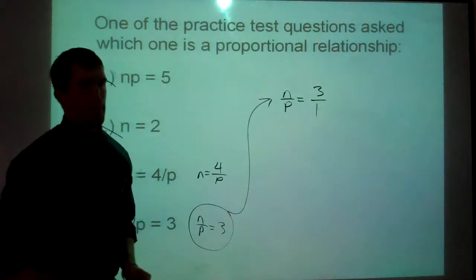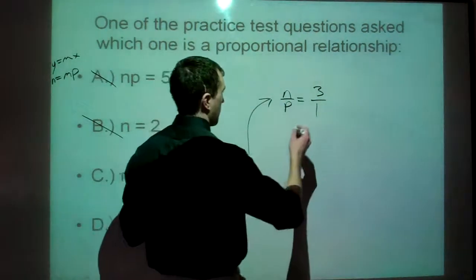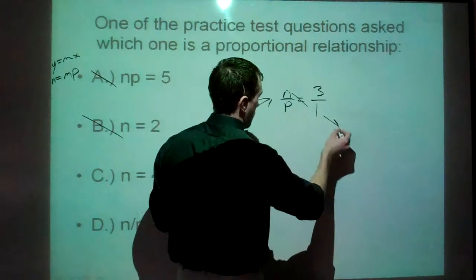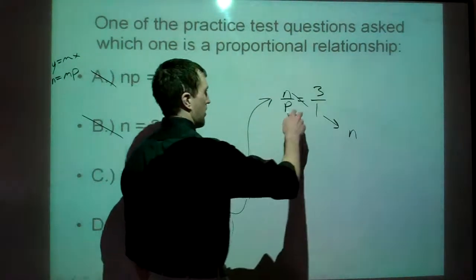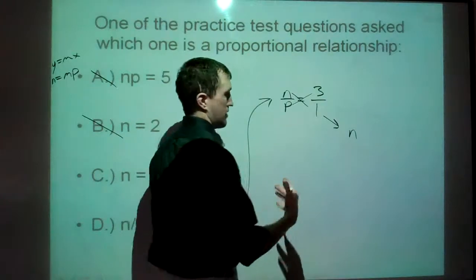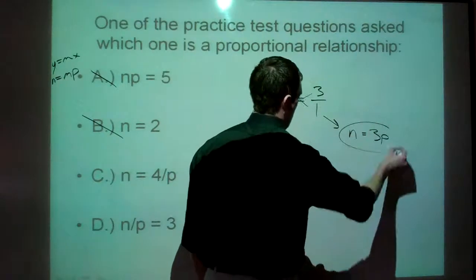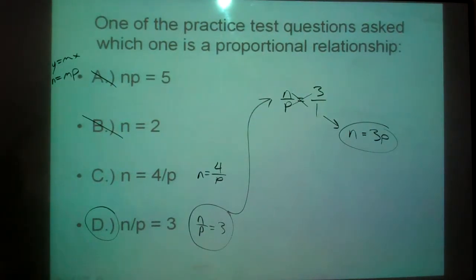And remember those, I can make it look like this form right here by doing the cross product. Because the cross products will be equal. So n times 1 is n, because 1 times anything is itself. And p times 3 is 3p, or 3 times p. Okay? That is in this form right here, where m is the number 3, and n and p are our variables. Okay? So D would have been the correct answer there. Alright, so we'll be dealing with this a little bit more tomorrow as well.